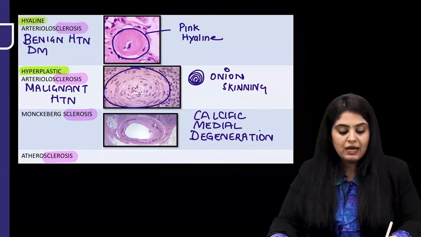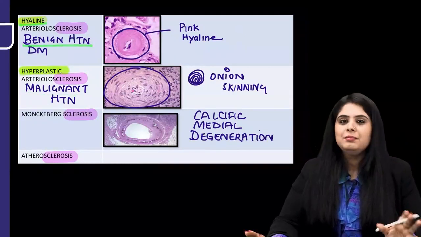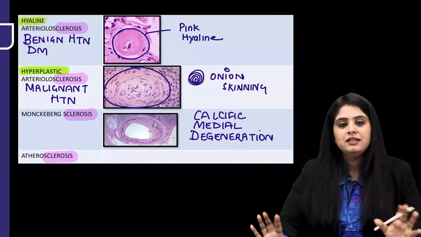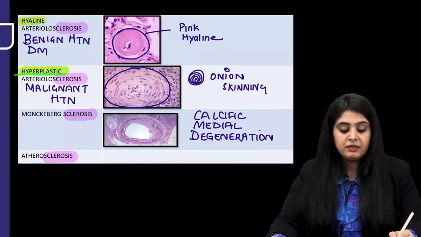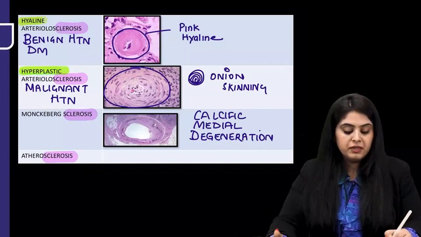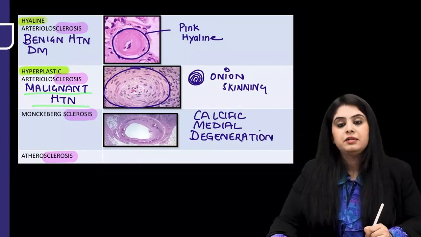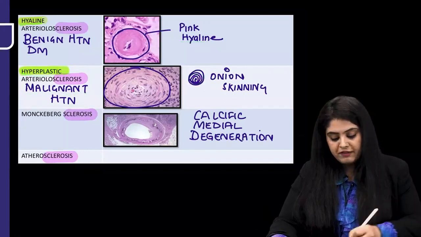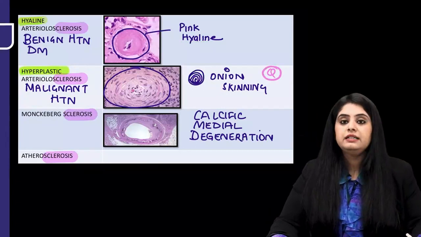Hyaline arteriosclerosis is seen in benign hypertension and diabetes. Hyperplastic, hyperplasia, more cells, more BP. How much BP? Malignant BP. Malignant hypertension. So hyaline is seen in benign. Hyaline benign, same sounding. They are benign hypertension. Hyperplasia, hyper, very high BP. That is going to be malignant hypertension. Hyaline shows you pink material. Hyperplasia shows you the very famous question, onion skinning.